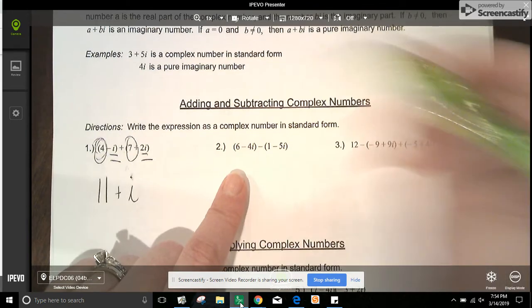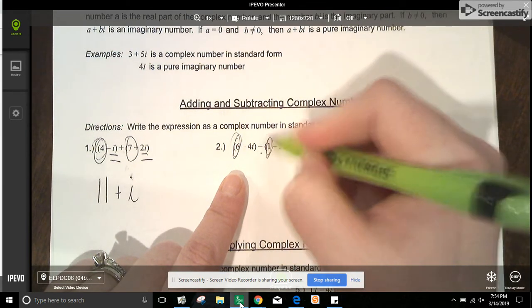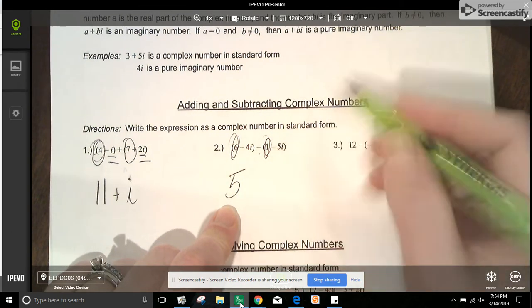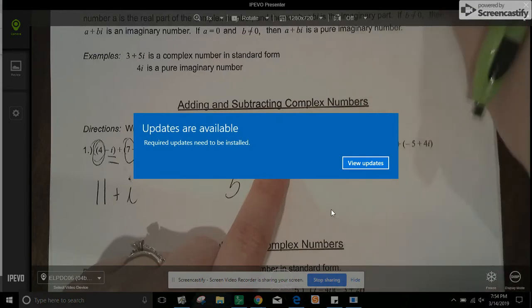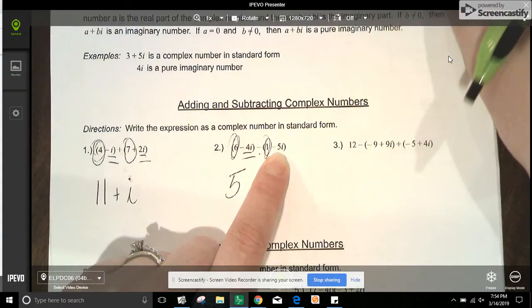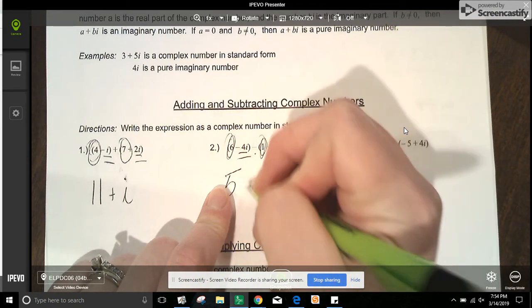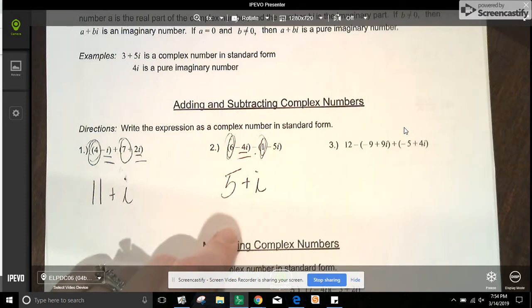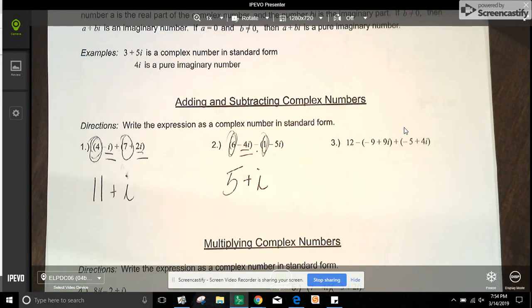For number 2, it's 6 minus 1. And then negative 4 minus negative 5. So negative 4 minus negative 5 would be positive 1. So if you're having trouble with the double negatives, make sure that you use your calculator.